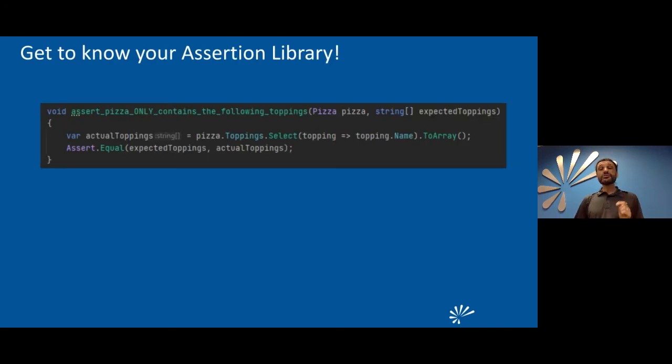So get to know the assertion library that we are using. Many times we just learn assert equal or assert is true, assert is not null, and we stop there. Well, make sure to learn what other assertion methods are available so that you can leverage them.